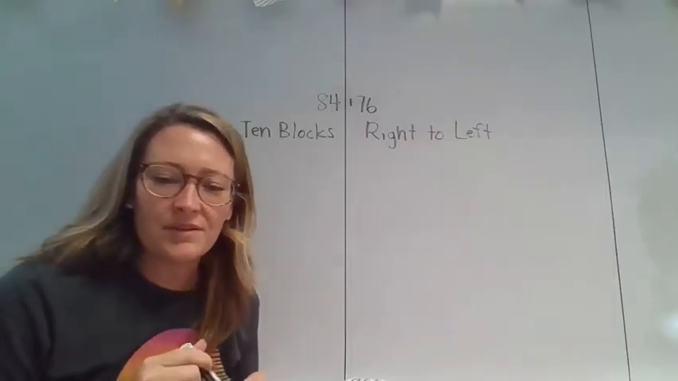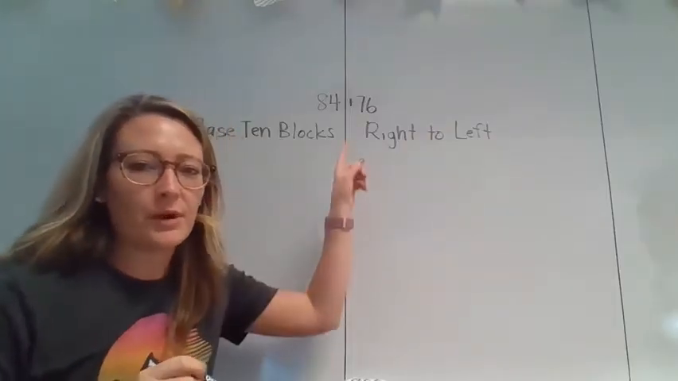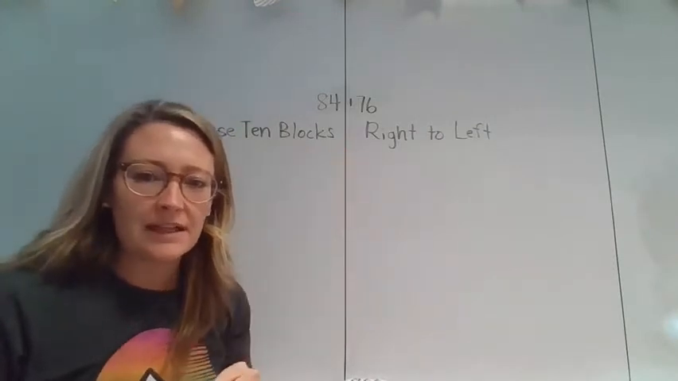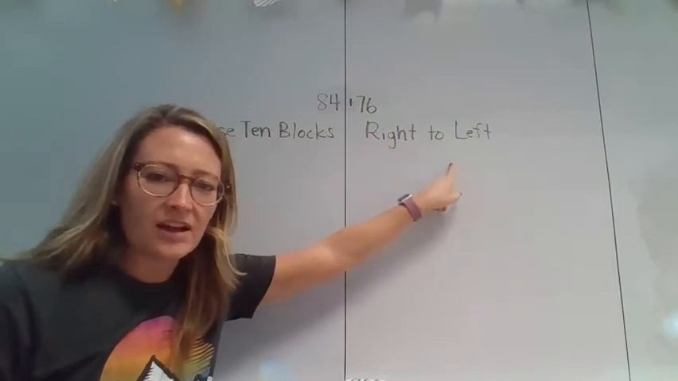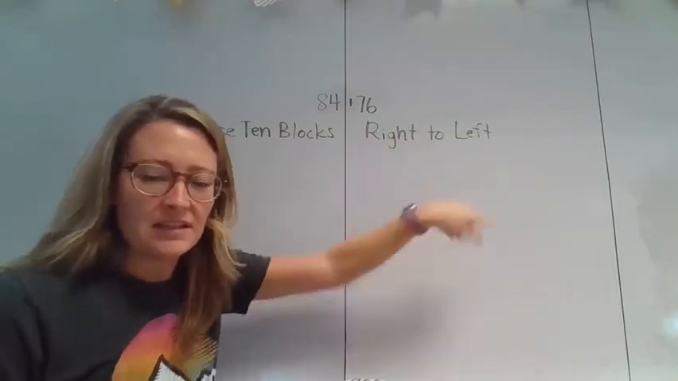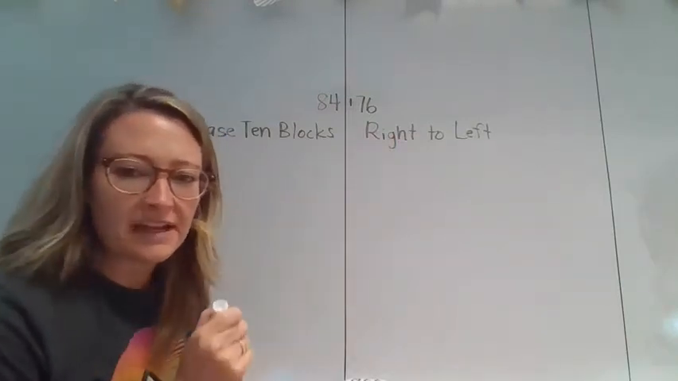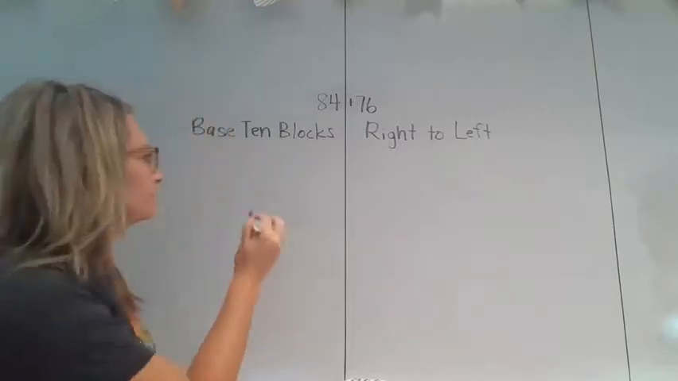All right, so we are going to solve this problem 2 different ways. So we're going to solve 84 plus 76, and we're going to solve it using the base 10 blocks and then also right to left. So let's go ahead and start on our base 10 blocks. Let's set up our HTO chart.